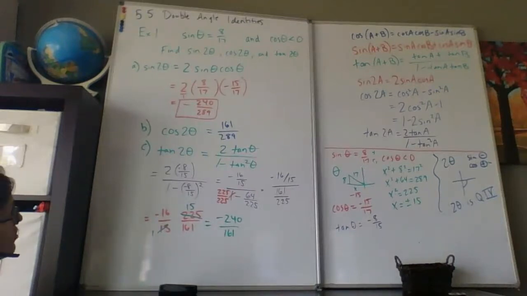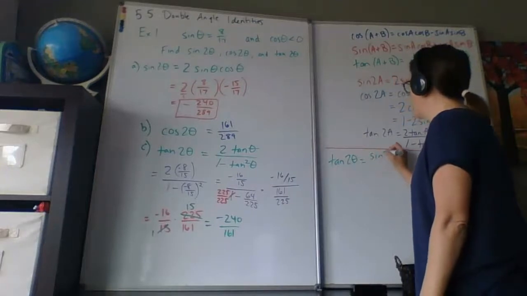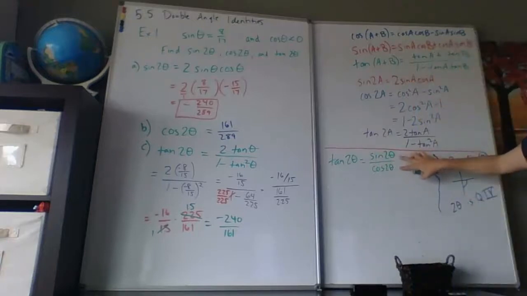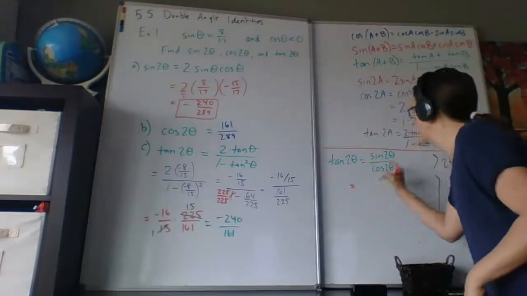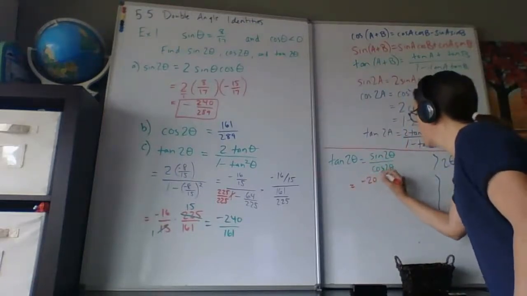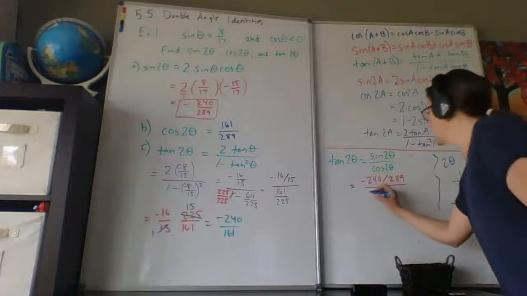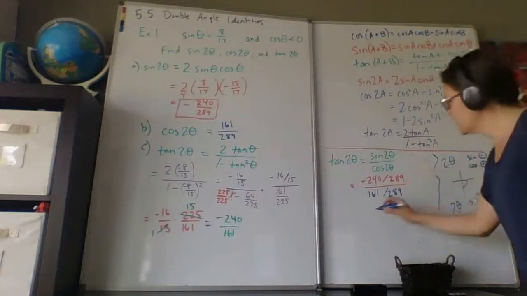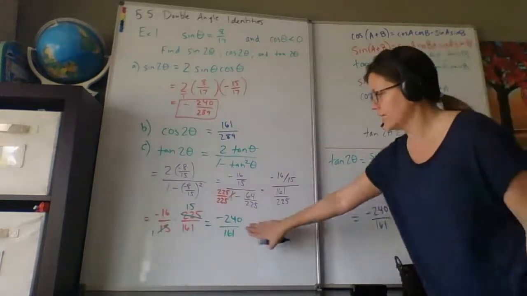So the tangent of 2 theta is negative 240 over 161. Let's check that using tangent of 2 theta equals sine of 2 theta over cosine of 2 theta. Now it's really important to notice that all of these angles have to be the same. So we got the sine of 2 theta was negative 240 over 289, and we found the cosine of 2 theta was 161 over 289. Notice the 289s will cancel, and we will get our final answer of negative 240 over 161, which checks out.